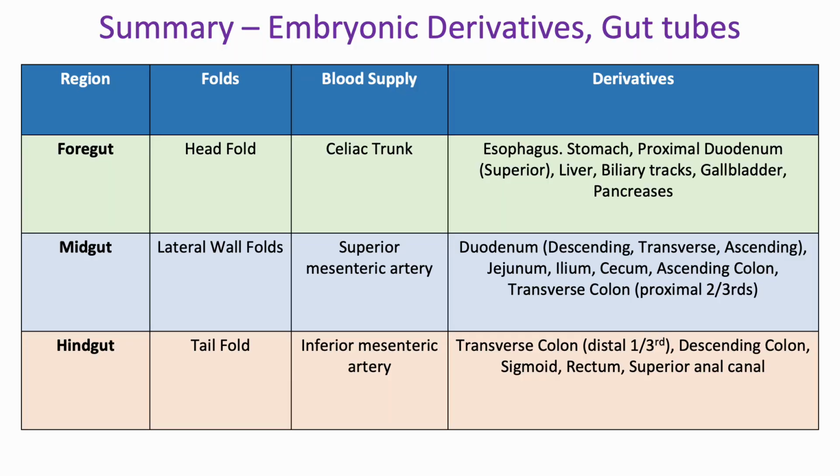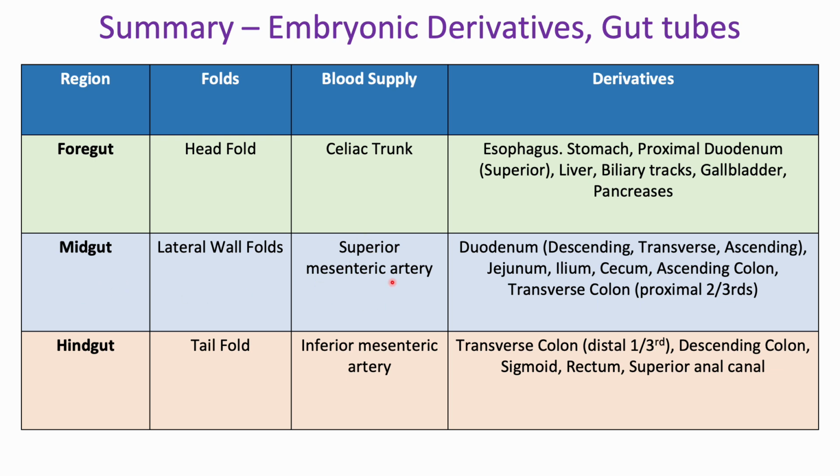Okay, so here's a summary of our embryonic derivatives of the gut tubes. So you have your foregut, which is associated with the celiac trunk and all of the organs that are getting blood supply from the celiac trunk. So this is going to be the distal esophagus, the stomach, proximal duodenum, specifically the first part of the duodenum, which is the superior region, the liver, biliary system, gallbladder, and pancreas.